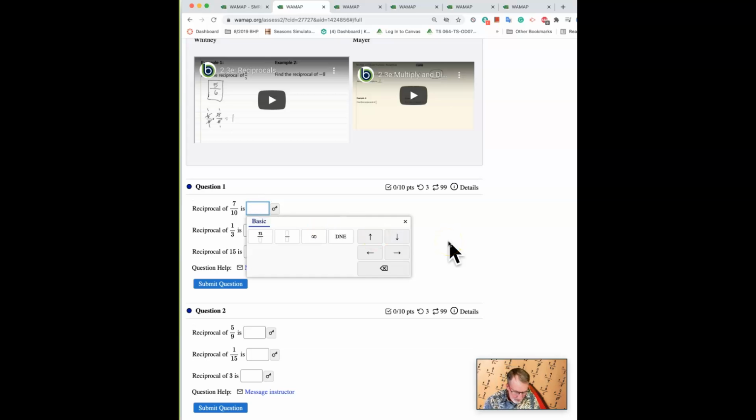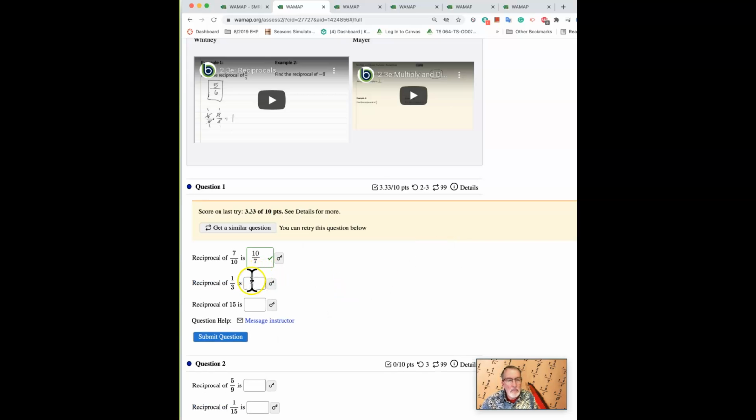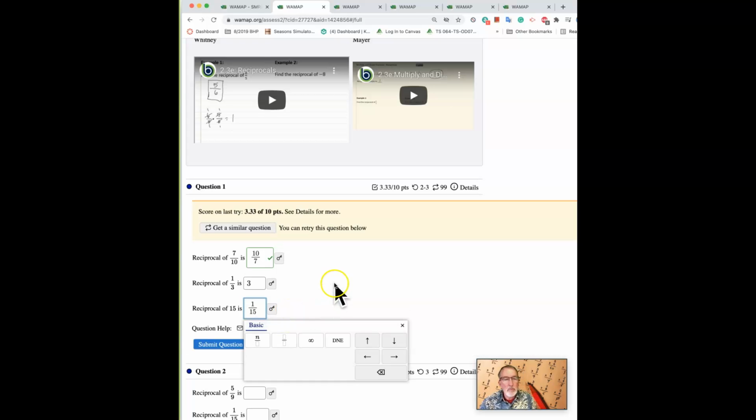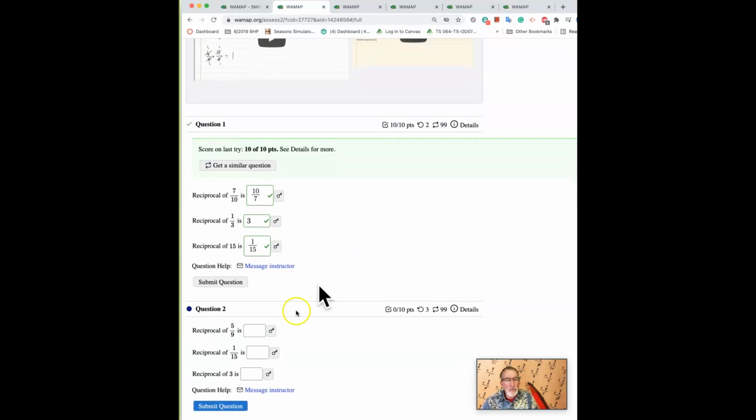So for 7/10, we've got 10/7. And then we've got 1 out of 3. And then for 3, here we have 3/1 or just 3. I remember they dinged us last time because we didn't reduce completely, so we'll put 3 in as the reciprocal and see what happens. Okay, they like that. And I don't know if they would like 3/1. Let's try it down here.